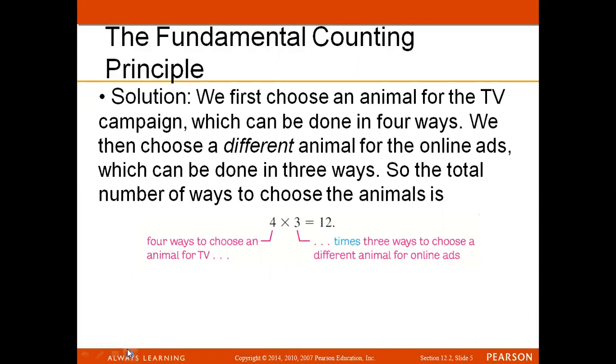Solution. We first choose an animal for the TV campaign, which can be done in 4 ways. We then choose a different animal for the online ads, which can be done in 3 ways. So the total number of ways to choose the animals is 4 times 3, which equals 12. 4 being the 4 ways to choose an animal for TV, and 3 being the ways to choose a different animal for online ads.